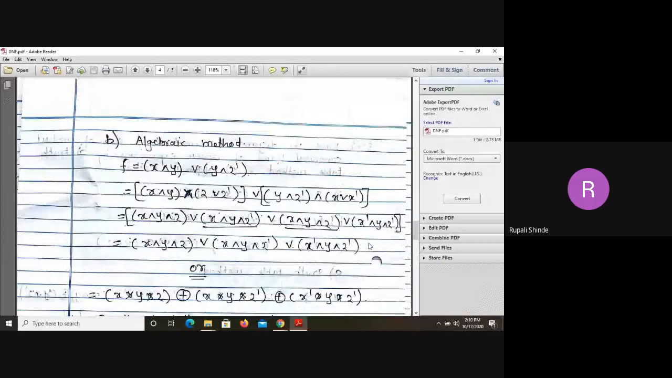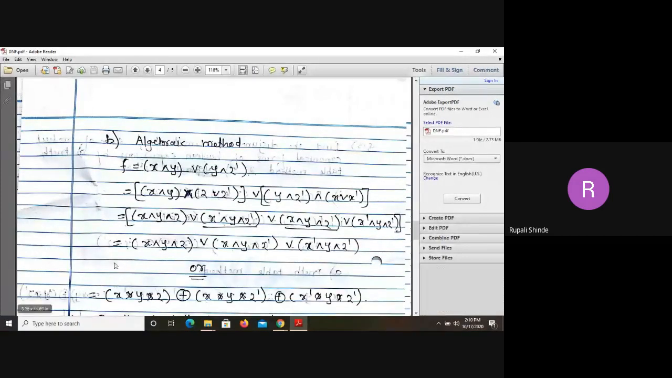Now check whether there is any term which is repeated. So this underlined term is repeated, x and y and z complement. Again x and y and z complement. So we have to consider these terms once, and that is written here. So the first term is x and y and z, or x and y and z complement, or x complement and y and z complement. Okay.